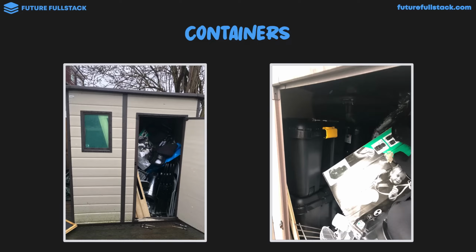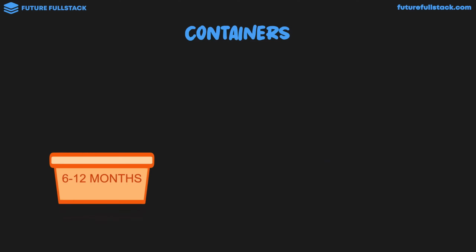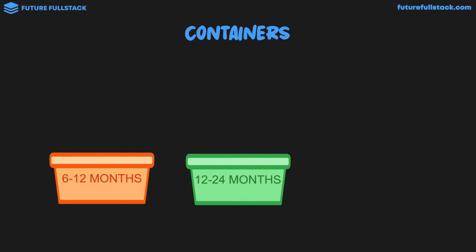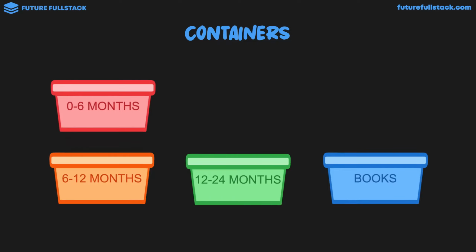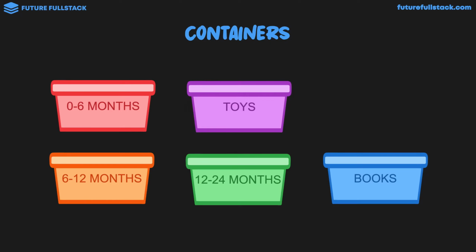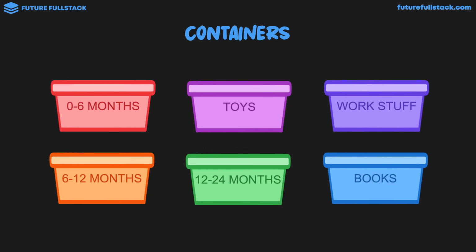So it is only a matter of time before my wife will be shouting at me to go and clean it up. Now, to help manage storage, not that it seems to be helping that much, you can see we have these large plastic storage containers. In my shed, I have 6 of these. A container for baby clothing for the ages 6 to 12 months, a container for clothing for 12 to 24 months, books, 0 to 6 months clothing, toys, and my work stuff. These containers help keep things organized and store related items together.